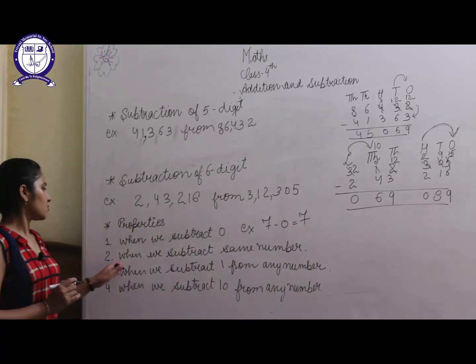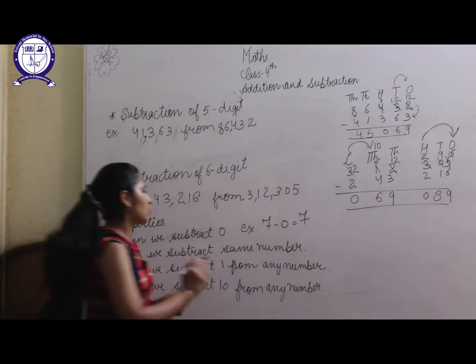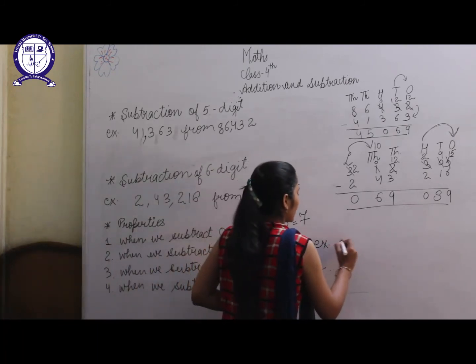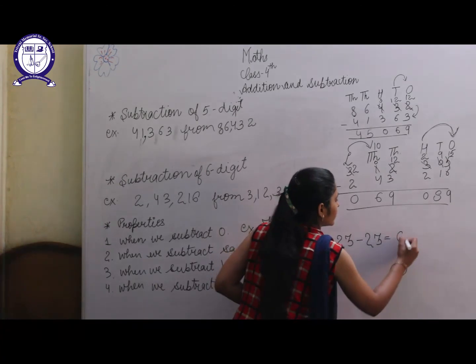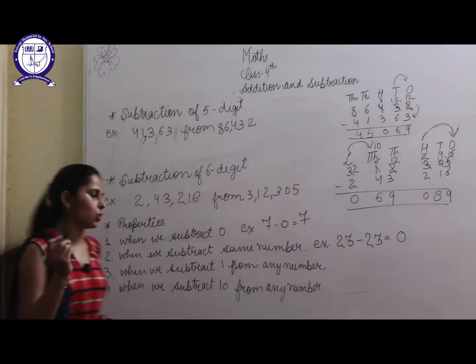So next is when we subtract same numbers. When we are subtracting same numbers, our answer will be 0. Suppose we are subtracting 23 from 23. So our answer will be 0 only.